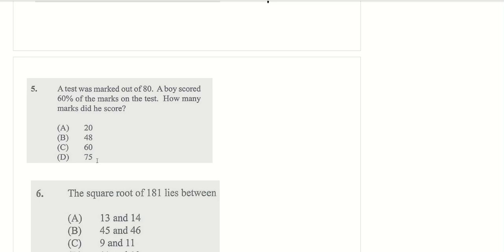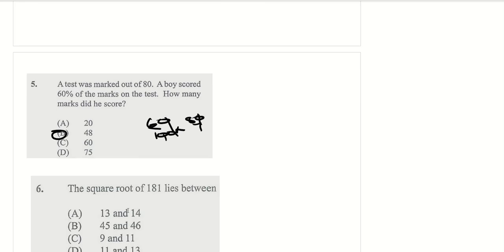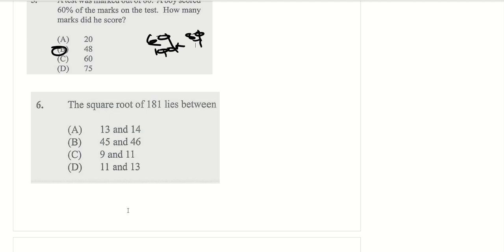Number 5. This is our next repeated question. A test was marked out of 80 and boys scored 60%. 60% of 80 is equal to 48. 60 over 100 multiplied by 80 over 1, cross out, 6 8s are 48. The square root of that 191 lies between. So this number would be too big. 9 squared is 81, 11 squared is 121. This number does not lie between those, so it's not this. 11 squared is 121, 13 squared is 169. Again, not this. So the answer would be A, 13 and 14.